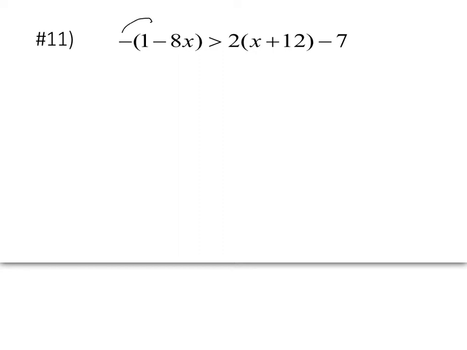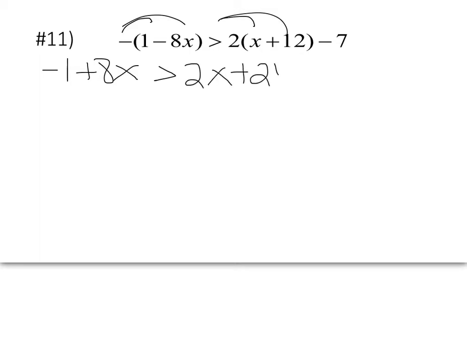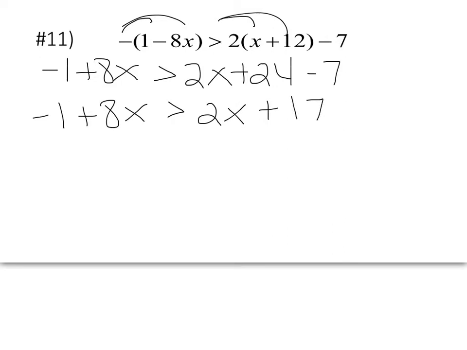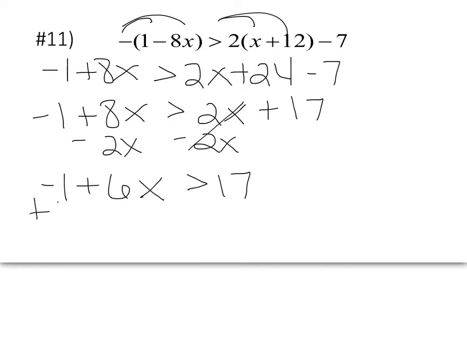Okay, distribute first. So negative 1 plus 8x is greater than, distribute the 2x plus 24 minus 7. Combine like terms on the right side. So this is 2x plus 17. Now you want to get all your variables together. So subtract 2x from both sides, leaving me negative 1 plus 6x is greater than 17. Now isolate the variable. So you have 6x is greater than 18.